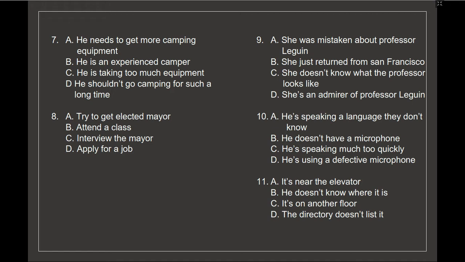Number 8. "What should I take with me when I talk to the mayor?" "I'd bring a pen and notebook and a small tape recorder. Oh, and a prepared list of questions, of course." What is the woman probably planning to do? Number 9. "That couldn't have been Professor Le Guin that you saw yesterday. He's been at a conference in San Francisco all week." "Well, it sure looked like him." What can be inferred about the woman?